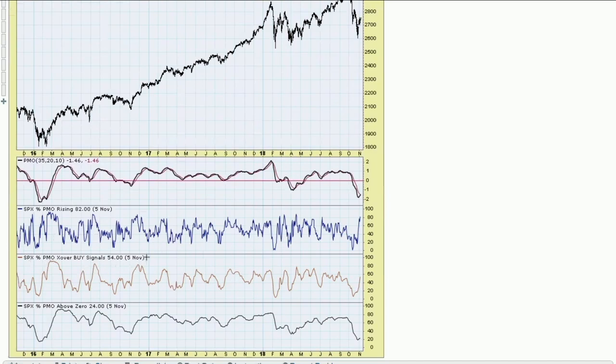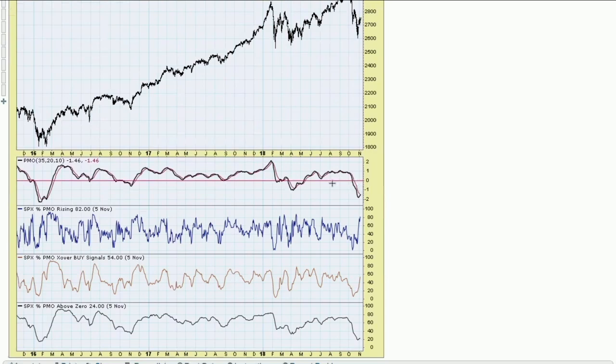And looking at crossover buy signals, how many of them have crossed over and have a buy signal? A little over 50%. We need to see more participation there in the intermediate term. But it is, again, encouraging when you start seeing these moves. Long term, not much improvement. We're looking at only about a quarter of the S&P 500 that have PMOs above the zero line.